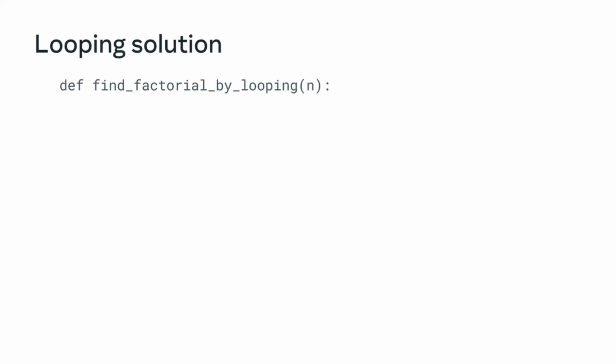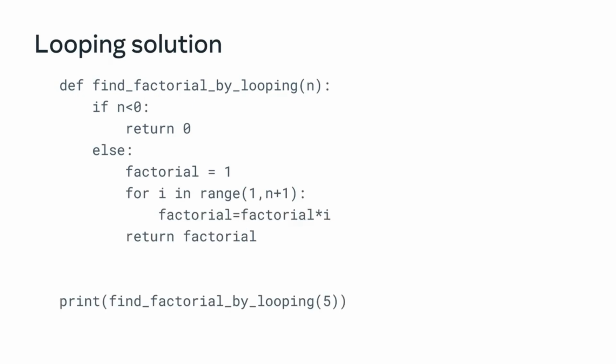Let's start with the looping solution. The looping function accepts a single integer called n as an argument and first checks if the number is less than 0. If it is, it returns 0 as you can't have a factorial of a negative number. The else condition sets the factorial to 1 and then loops through the range of the argument, which is 5 in this case. The loop will calculate 1 times 2 times 3 times 4 times 5, which will give the answer as 120, the factorial of 5.